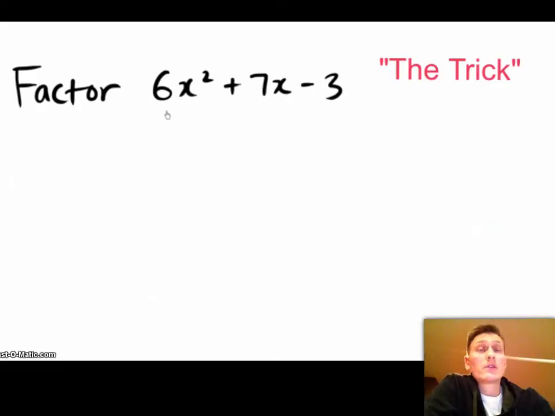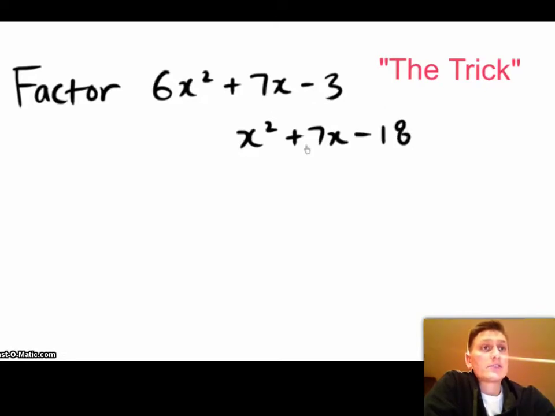Here we're going to look at another way of factoring trinomials with a coefficient. You notice that our coefficient here is 6. This is known as the trick. What we do is actually drop the coefficient and keep the first two terms as x squared plus 7x. Instead of writing the constant term of negative 3, what we're going to do is take the first coefficient of 6 times negative 3, which gives us negative 18.